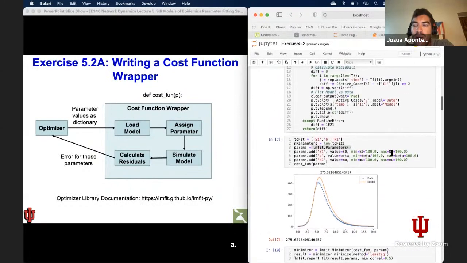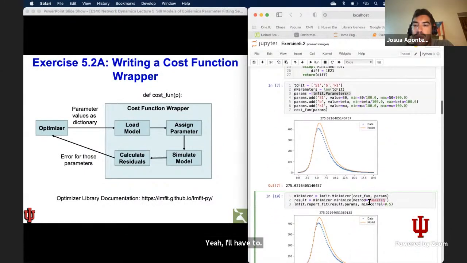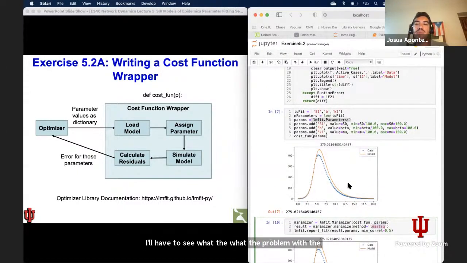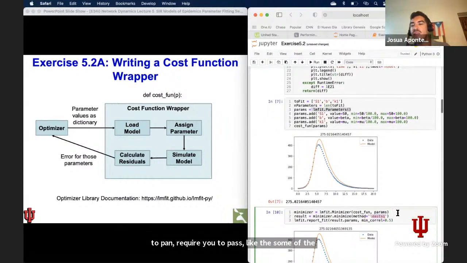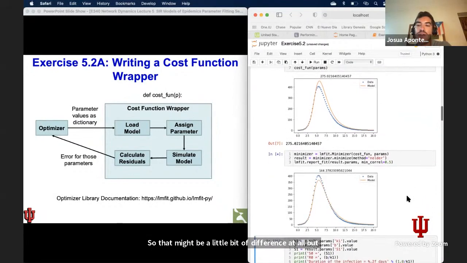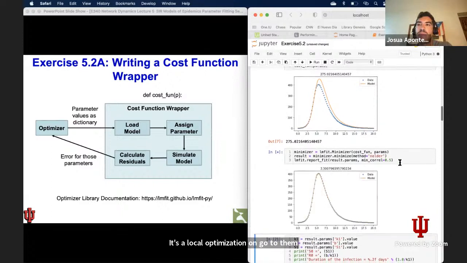Yeah, I'll have to see what the problem with the inputs is. Usually some of them require you to pass the sum of the difference. Some of them require you to pass a list of the differences, and they do the sum themselves. So that might be a little bit of difference here, but if we use the Nelder-Mead method, that is guaranteed to find a solution because it's a local optimization algorithm and we already have a good guess nearby.